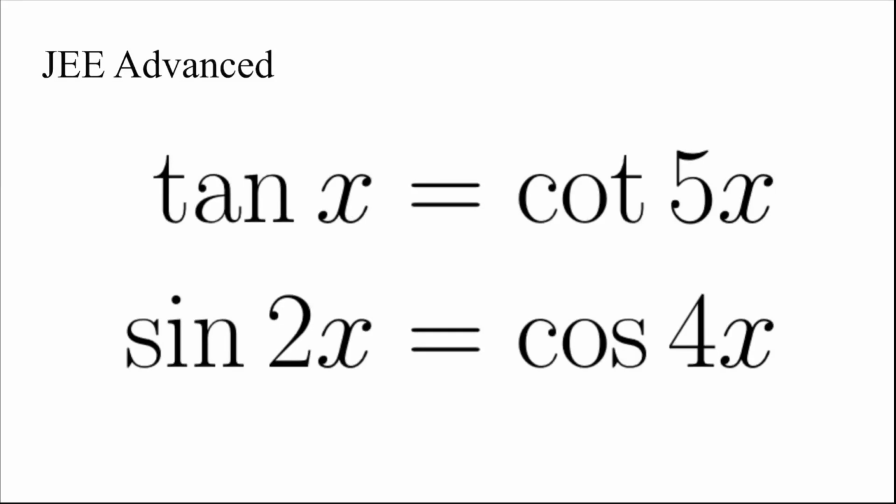In this video, we're going to solve a problem taken from the JEE Advanced Examination. Find all x that satisfies both tangent x equals cotangent 5x and sine 2x equals cosine 4x.